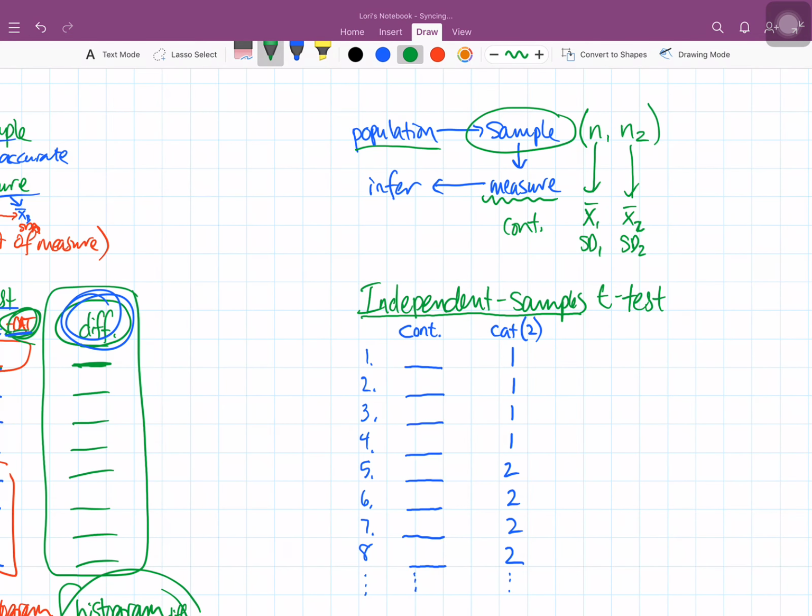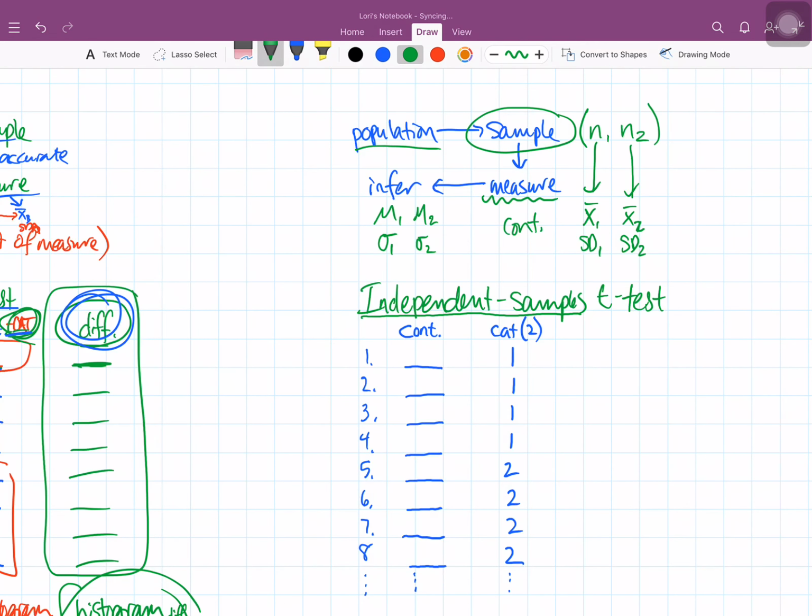And then, as always, we want to infer something back about the population, which is the mean and the standard deviation of the population parameter. As you can probably imagine, instead of having just one mean, we're going to have two means that we're inferring something about in the population, and two standard deviations that we're inferring back to.